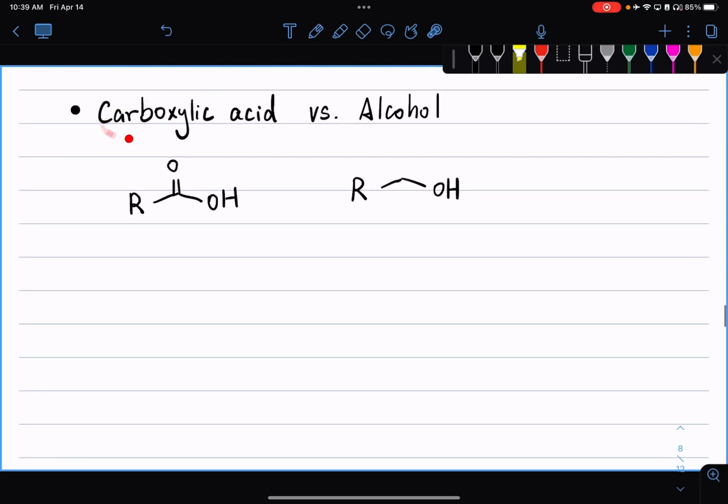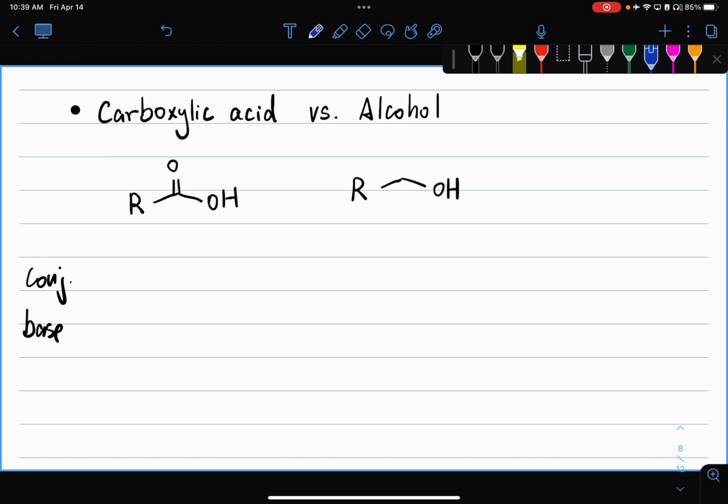First example, we have carboxylic acid versus alcohol. Judging by its name, you would expect the carboxylic acid to be more stable, to be more acidic compared to alcohol. But why is that the case? Here, R just tells you it's any alkyl group, can be a methyl, ethyl, etc. Again, when we're talking about the acidity of a molecule, we first write out its conjugate base. So let's just do that.